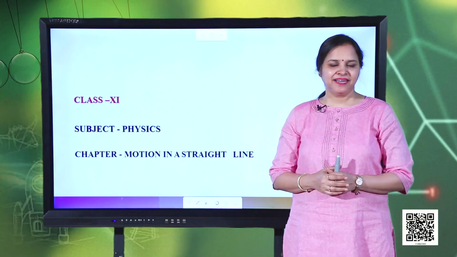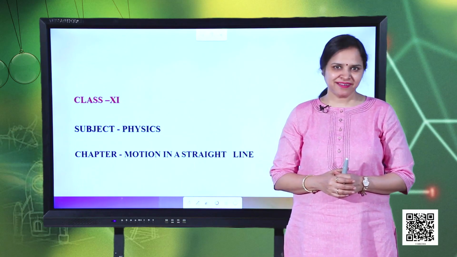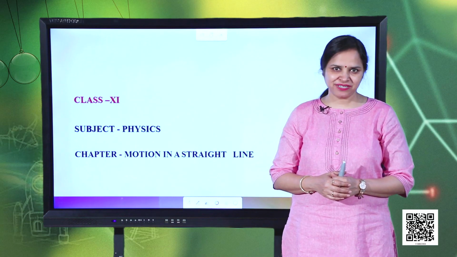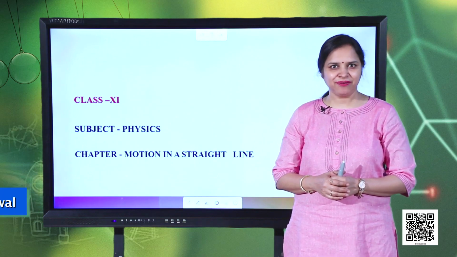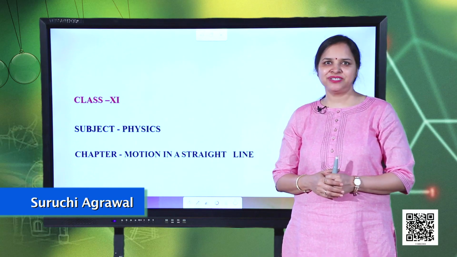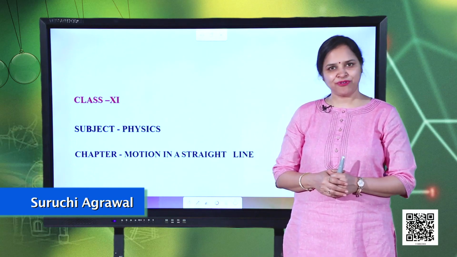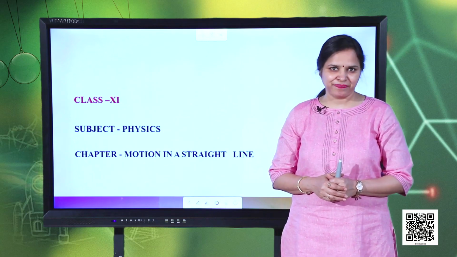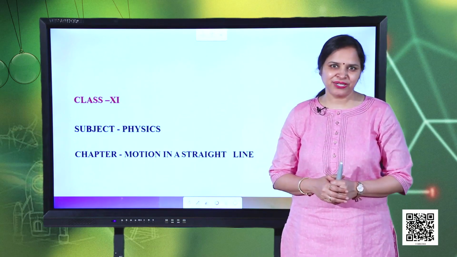Hello learners, in the previous session we discussed how to determine acceleration using position-time and velocity-time graphs. We also studied how to plot an acceleration-time graph using the information of position, velocity and time. Now let us continue our discussion.